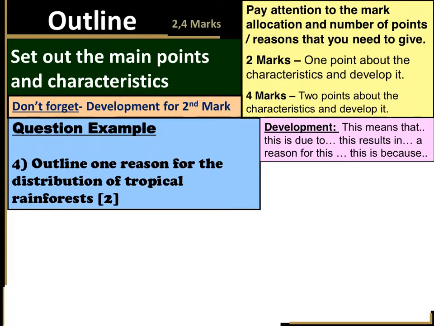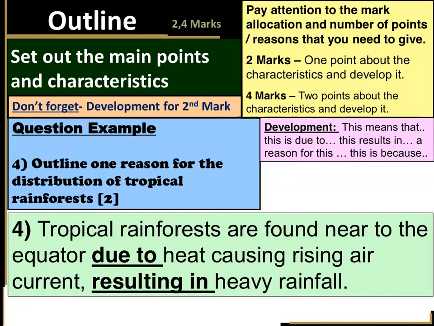Question number 4. Outline 1 reason for the distribution of tropical rainforests. So 1 reason only. And that's the distribution of tropical rainforests, the spread of rainforests. Here's a possible answer. Tropical rainforests are found near to the equator due to heat causing rising air currents, resulting in heavy rainfall. There's probably actually a little bit too much there because we've got 2 development points, so either of those would do.